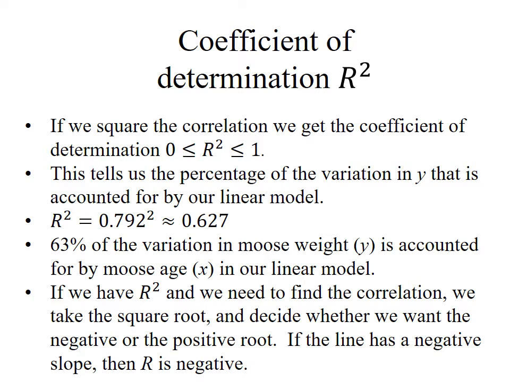Sometimes we will have the R-squared value, and then we'll want to have the correlation R itself. In that case, we take the square root, but we also need to decide whether we want the negative or the positive root. Remember, every positive number has two square roots. The square root of 4 is positive 2 and negative 2, right? So we take the square root of R-squared, then we need to think and say, does this line have a positive slope or a negative slope? If it has a negative slope, we just have to slap a minus sign on it.